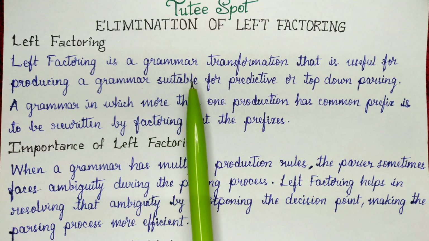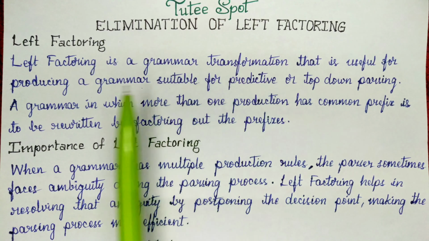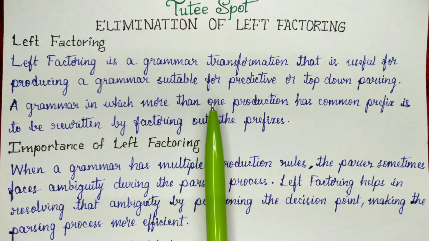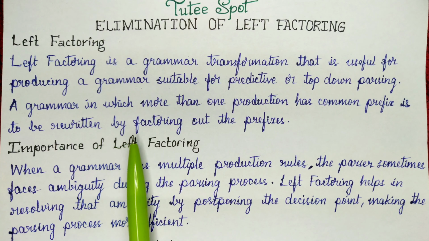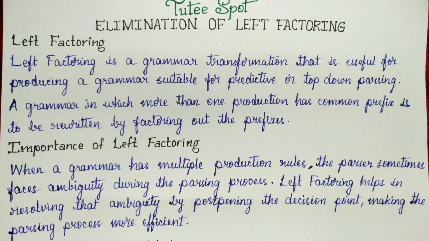Left factoring is a grammar transformation that is useful for producing a grammar suitable for predictive or top-down parsing. A grammar in which more than one production has a common prefix is to be rewritten by factoring out the prefixes. This means left factoring involves restructuring the grammar to eliminate common prefixes in production rules.